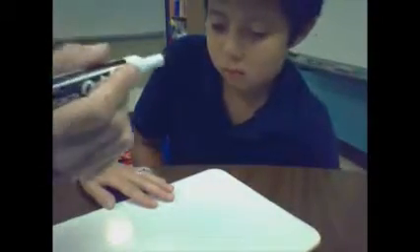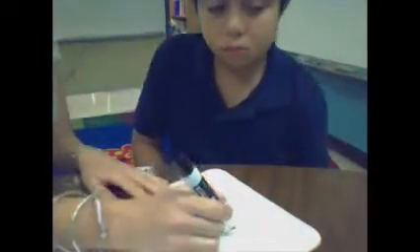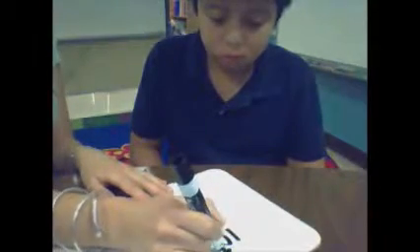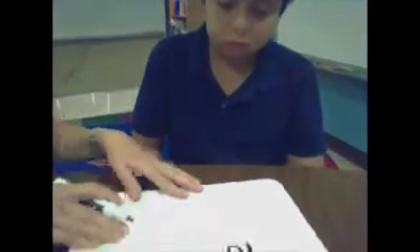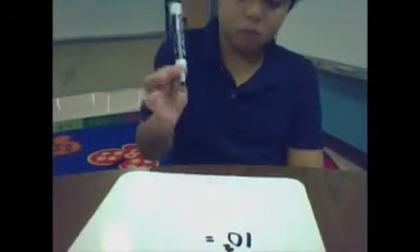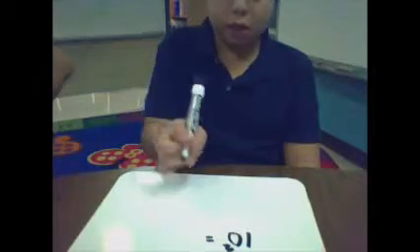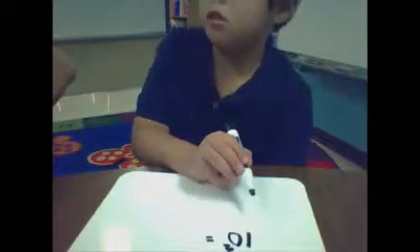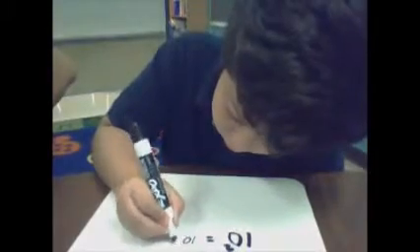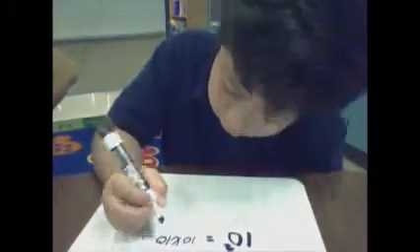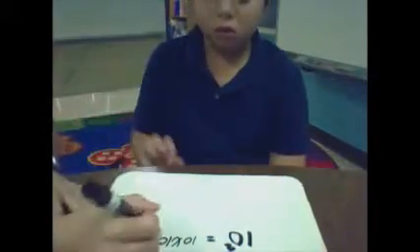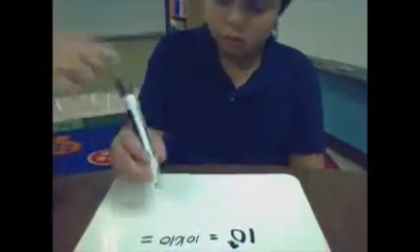I'm going to write an exponent. What do you think that means? Add 2 more tens. Write it. Ten times 10. That equals 10 times 10. And what does 10 times 10 equal? 100.